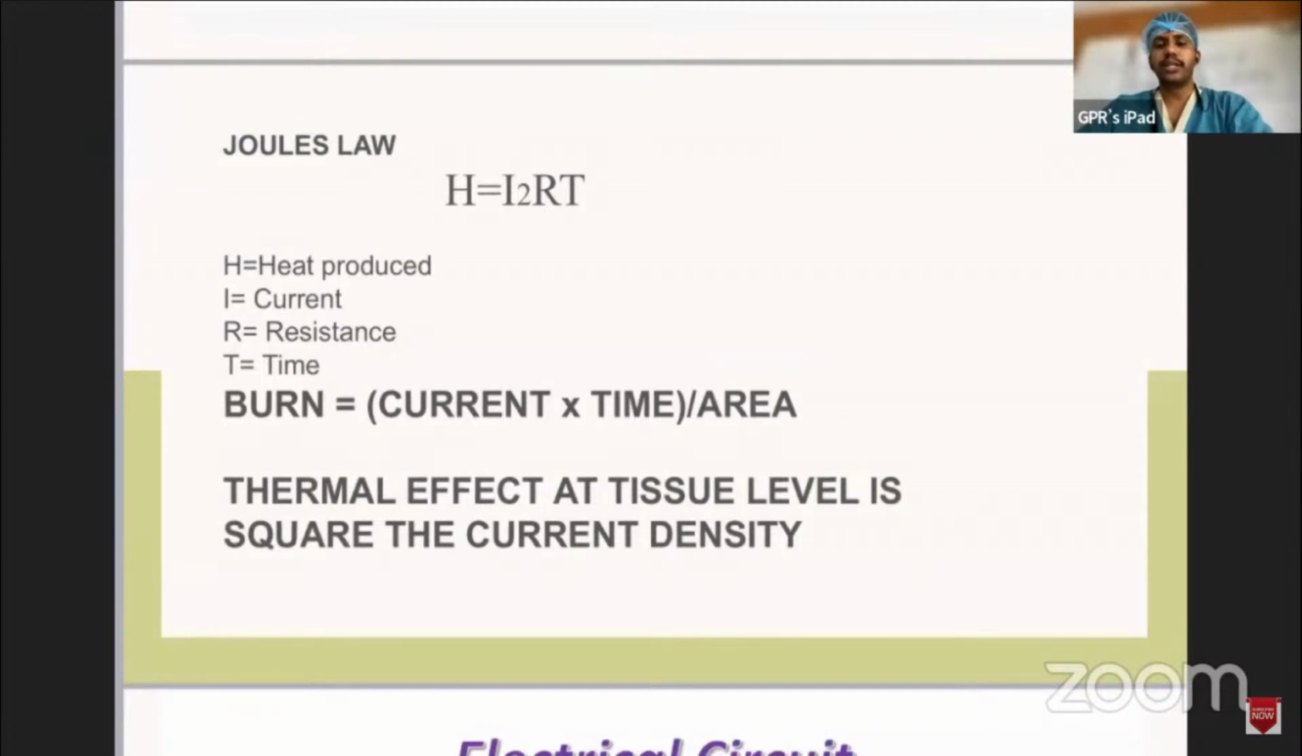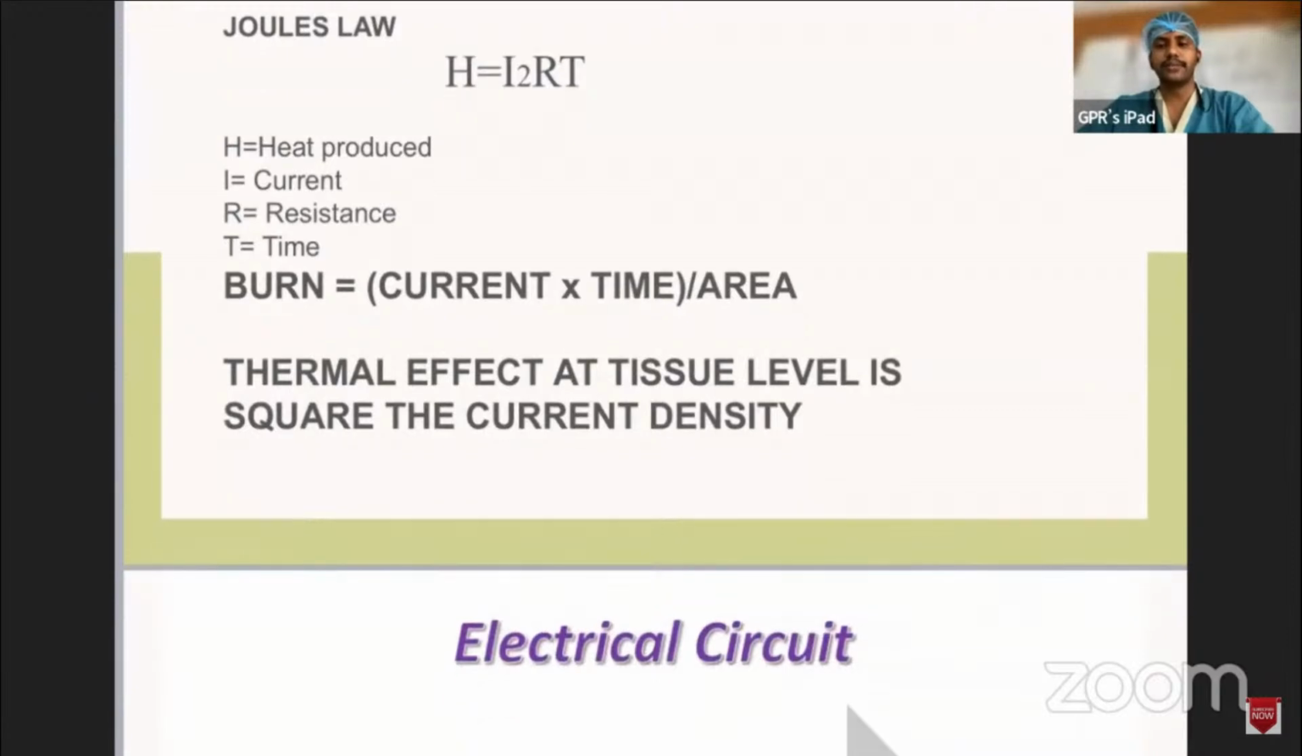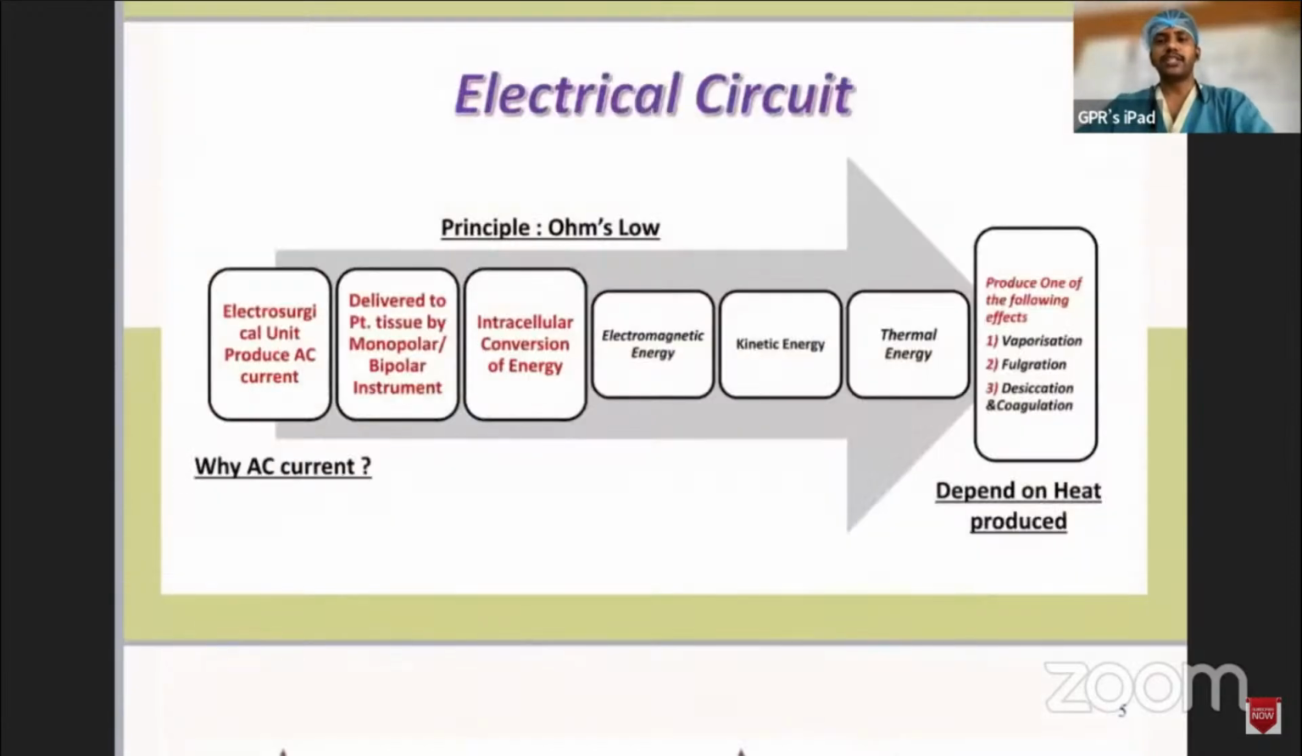No energy instrument in the entire world so far is 100% efficient. So the thermal effect on the tissue is proportional to the square of its current density. This is the formula we always keep in mind before going on to anything. Now we talk about the electric circuit. We have this electrosurgical unit, which is powered by the alternating current, and it delivers its current to the tissue either via a monopolar or bipolar instrument, which we are going to talk about further today.